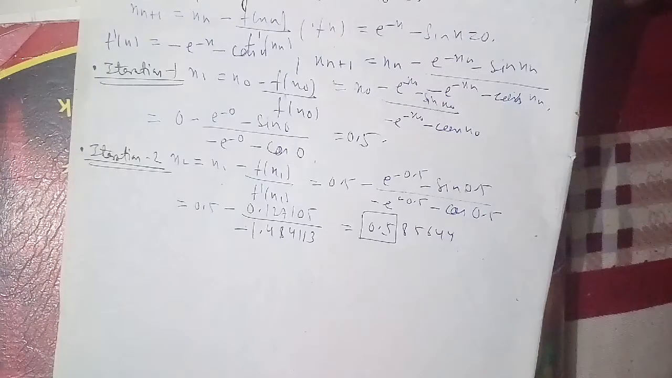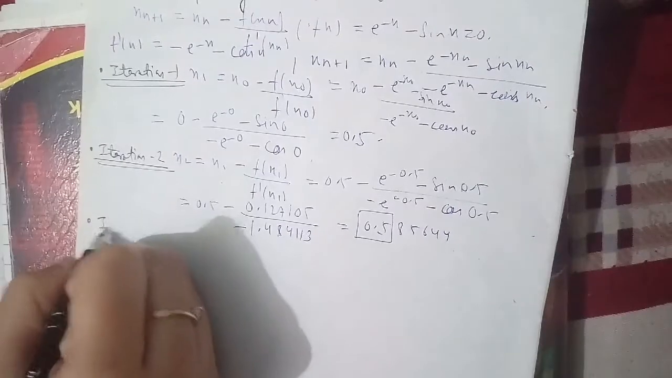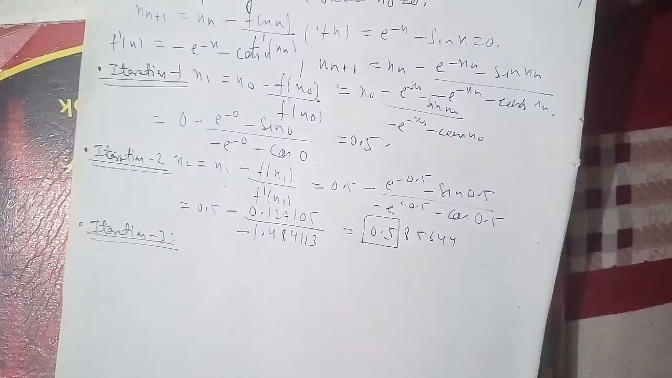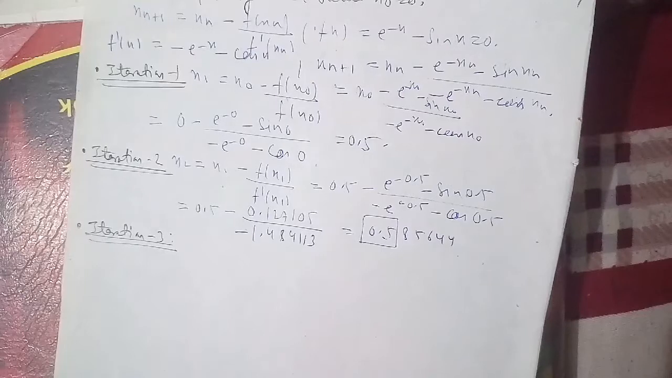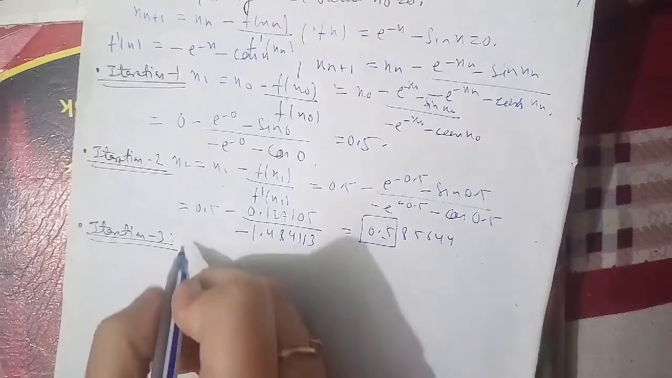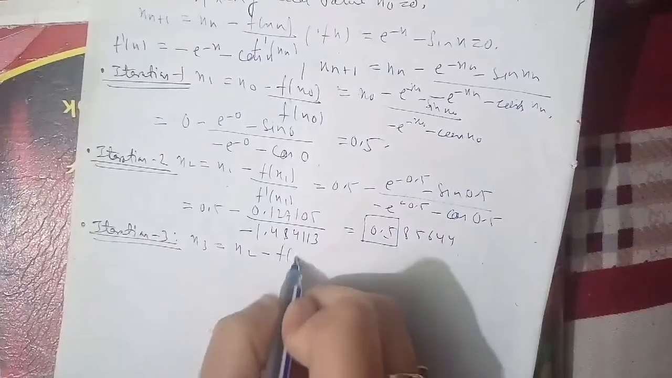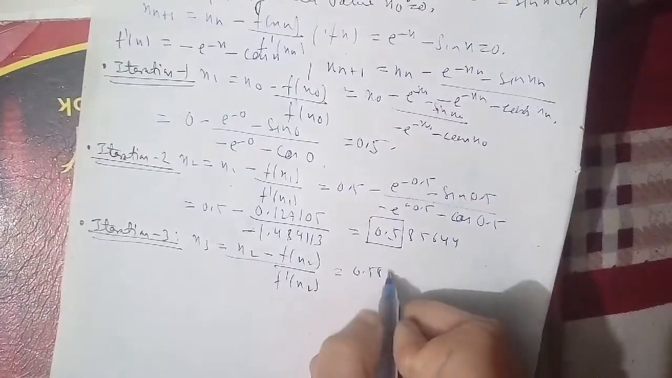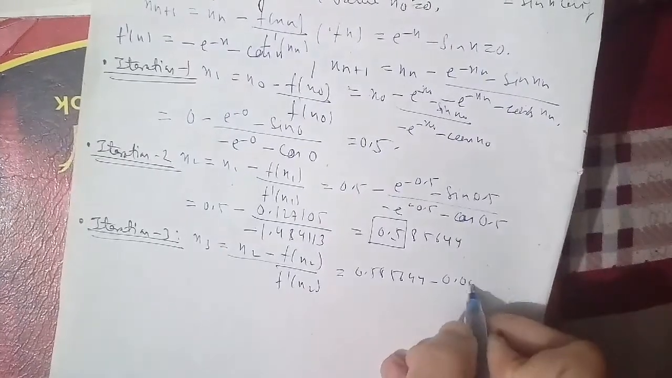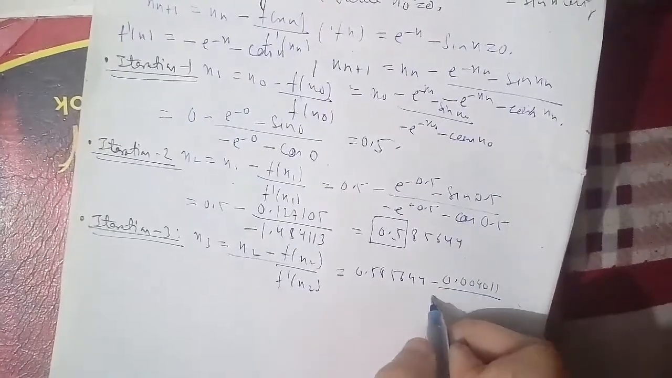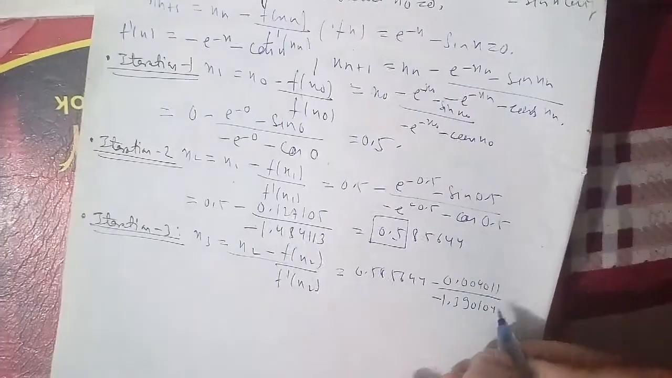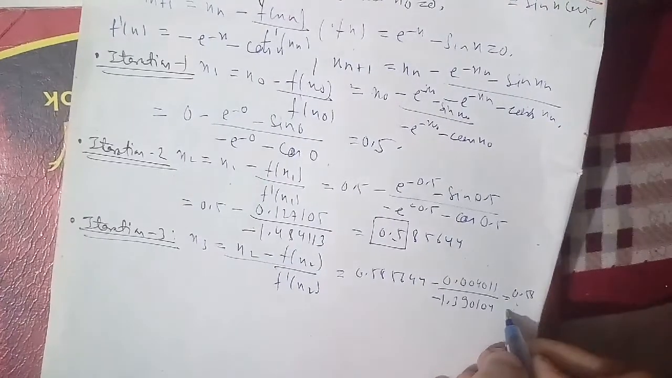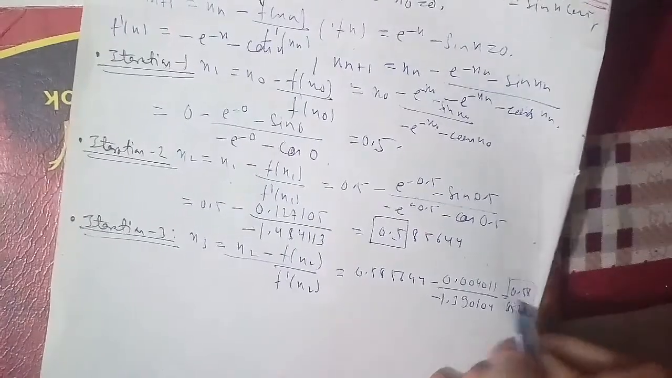For iteration 3, and for iteration 4. So first we'll find out iteration 3 here. x3 is equal to x2 minus f(x2) upon f'(x2), equal to 0.585644 minus 0.004011 upon minus 1.390104, which is equal to 0.588529.